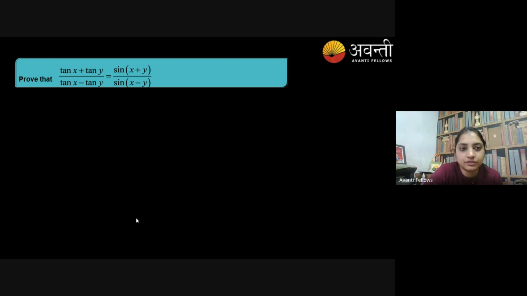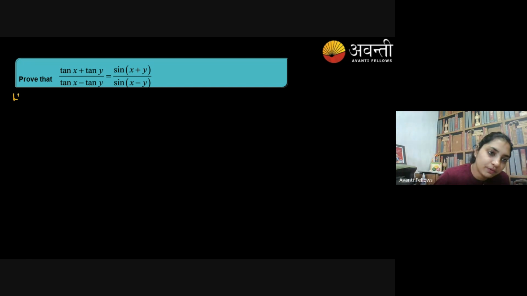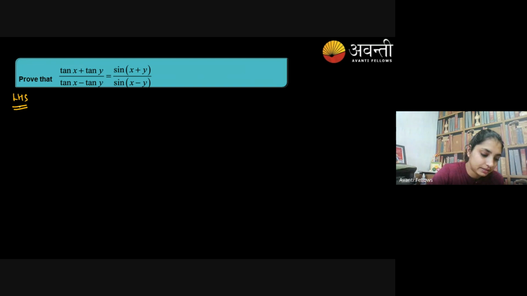Now we have the next question: tan x plus tan y divided by tan x minus tan y. How will we attempt this? You can do it either by the left side or the right side, but I suggest going by the left side. Anyone know the approach? Change tan into sine and cos. Yeah, that's correct. Just start trying once, then we will start.